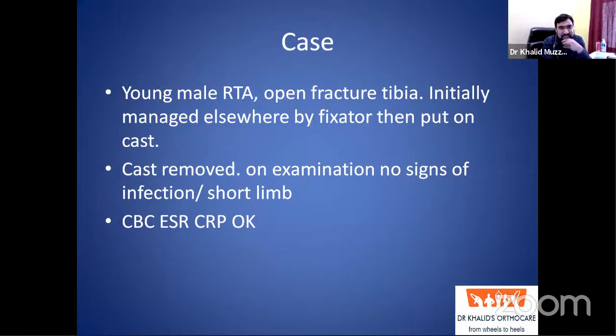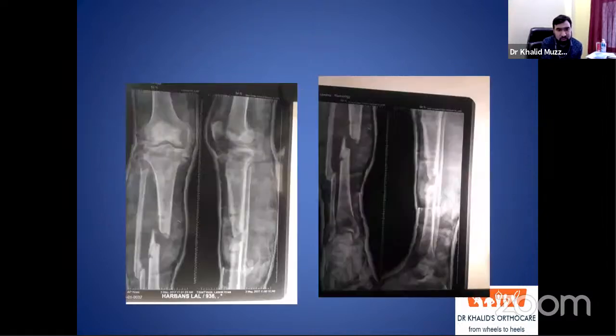For example, this is a case, RTA, open fracture tibia, initially managed elsewhere by fixator, then put on cast. Cast was removed on examination. There were no signs of infection, and there was a short limb. CBC, ESR, and CRP infection markers were okay. This is the X-ray. Patient having bone loss and a non-union. So this is a non-infected non-union with bone loss and no deformity.